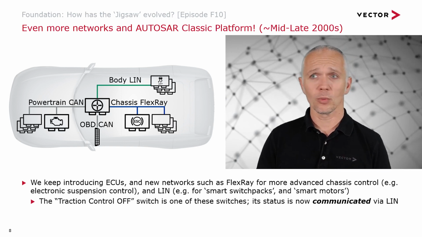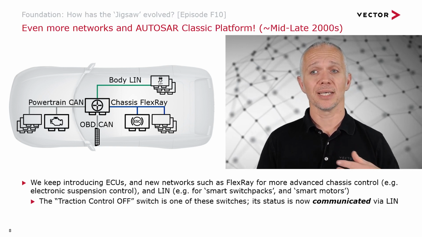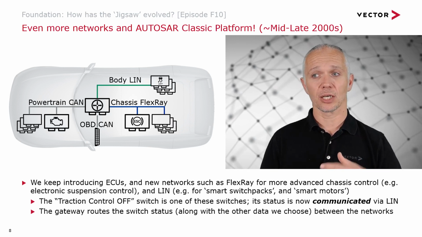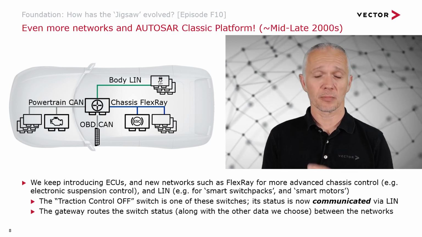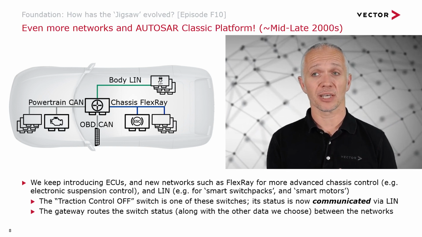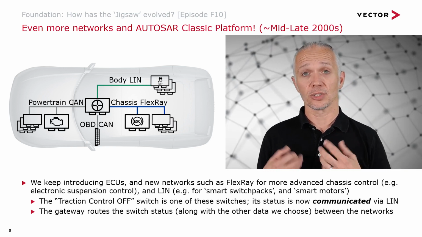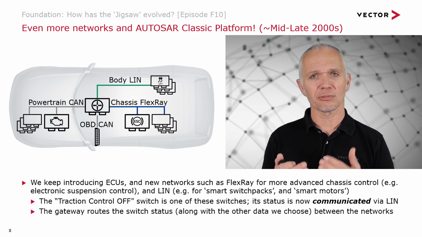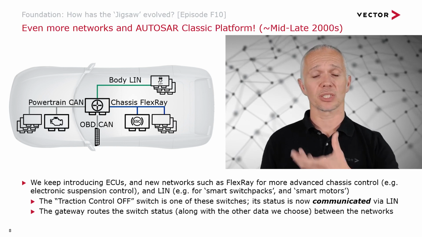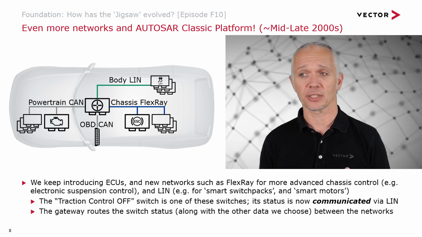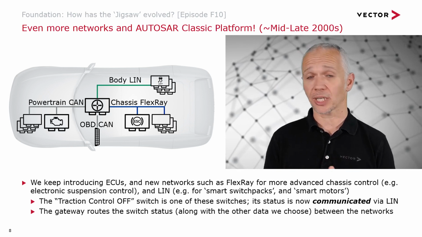And in our simple example, we're taking the LIN bus to the gateway, which will then route that data, along with the other data that we choose when we're designing our networks, between the body LIN and the chassis FlexRay. And the torque reduction request from the ESC is sent deterministically, so according to a really tightly defined schedule on the chassis FlexRay bus, and the gateway then is able to send that to the powertrain CAN for the engine still.